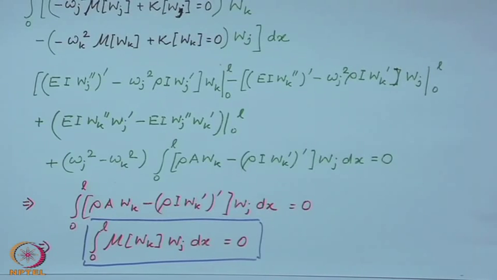So, to summarize, we have today looked at some applications of the modal solution in solving initial value problem, in solving forced vibration problem, and we have also looked at the orthogonality condition of the eigenfunctions. So, with that we conclude this lecture.